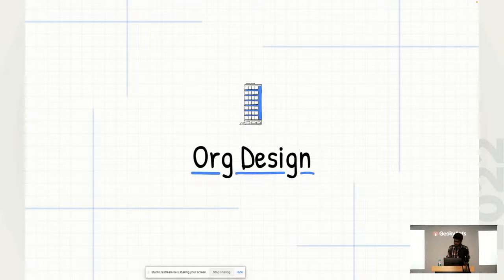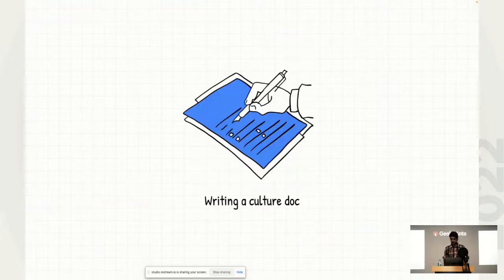The last part, which I want to talk about, is called org design. Just defining the process or ensuring certain ways to increase ownership is not enough. If you're trying to create a team which works very well with the other different verticals, you need to make some fundamental changes in the way the org also works. One of the first things which we tried was writing a culture doc. Now, what does a culture doc mean?